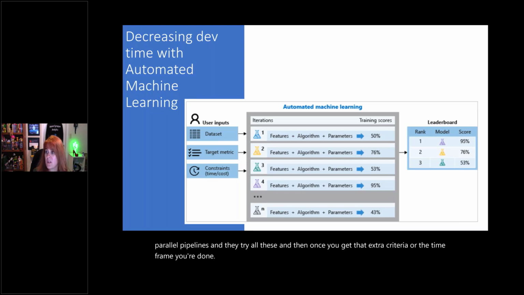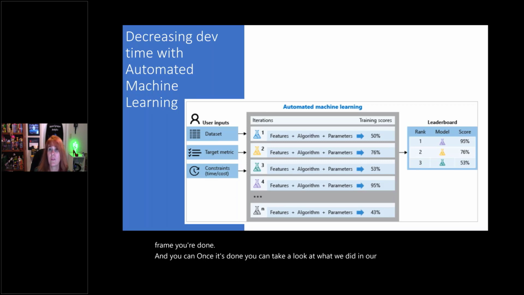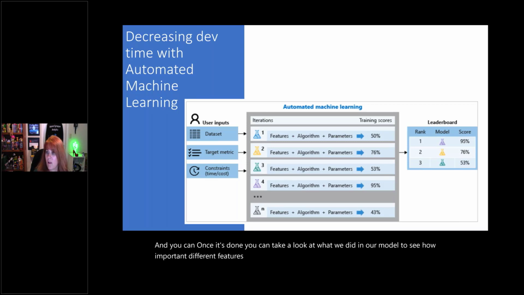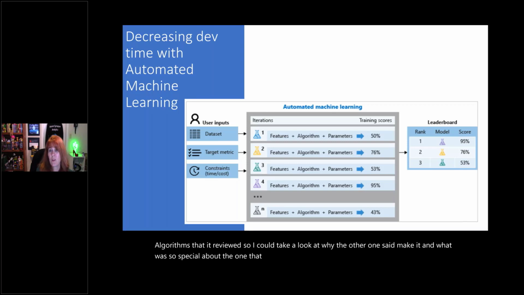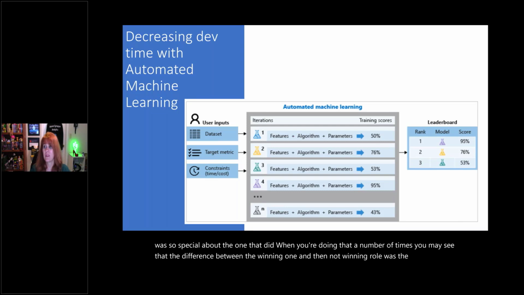And once it's done, you can take a look at what we did in our model to see how important different features are and to see what the overall values are. Now, I kind of did a rig demo. I'll show you one where I had like 25 or 30 different algorithms that it reviewed, so I could take a look at why the other ones didn't make it and what was so special about the one that did. When you're doing that, a number of times you may see that the difference between the winning one and the not winning one was the hyperparameters, because that can really make that much of a difference in your tuning.